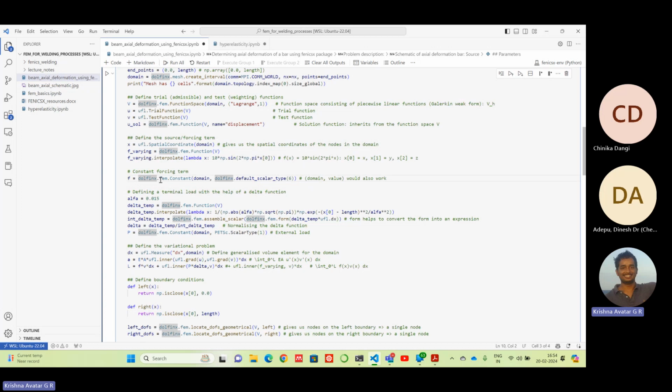Now we'll also define a constant forcing function. In this case, we have dolfinx.fem. Till now it's the same because we are still working in the FEM framework, and then defining constant here. Then we say on which domain we want to define this constant, and what should be the data type. There is dolfinx.default_scalar_type. Even if we don't write this, we can directly write 6. That is also valid, which means we are defining a constant forcing function of value 6. However, I have seen people defining it like this.